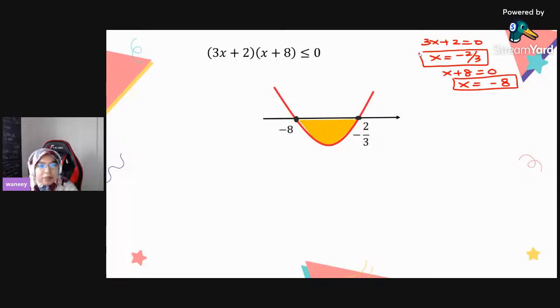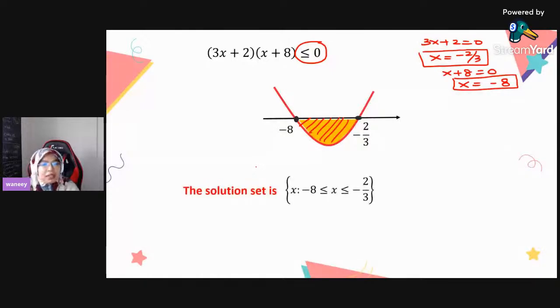And then you want them to be less than 0. That means we should shade the region below the x-axis. So that is the reason why I shade this region. This is below the x-axis because you want something that is less than 0. Therefore, the final answer will be x in between and including negative 8 and negative 2 over 3. Or in interval, it should be negative 8, negative 2 over 3.